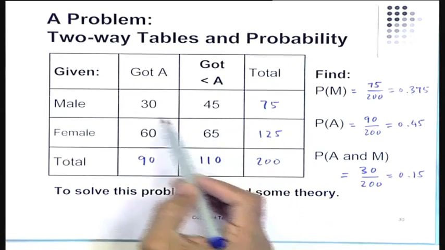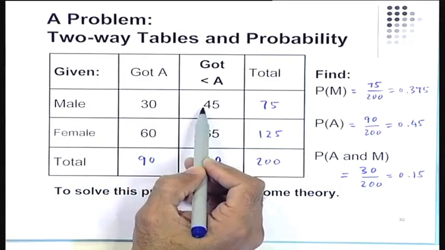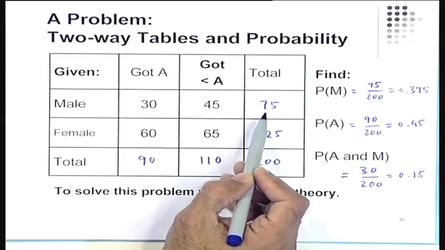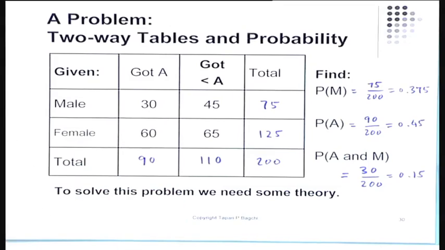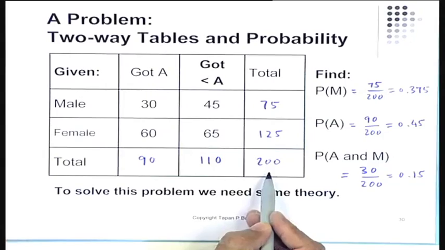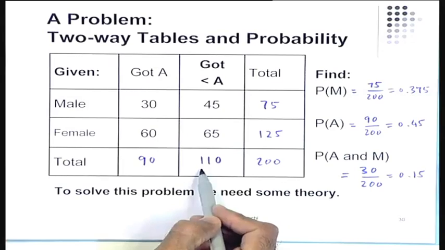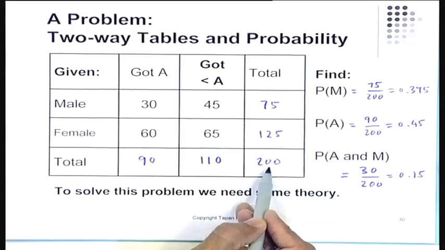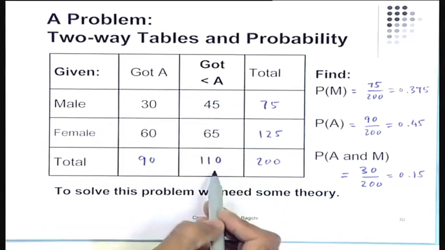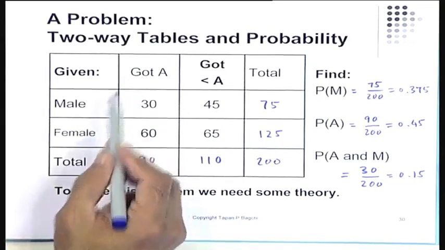To approach the solution, the first thing we did was find out how many total students took the test. It turns out 30 plus 45, a total of 75 male students took the test, and a total of 60 plus 65, 125 females took the test. So the total number of students who took the test is 200. Now if you look at how many got A, that is 90, 30 plus 60, who scored A out of 200.